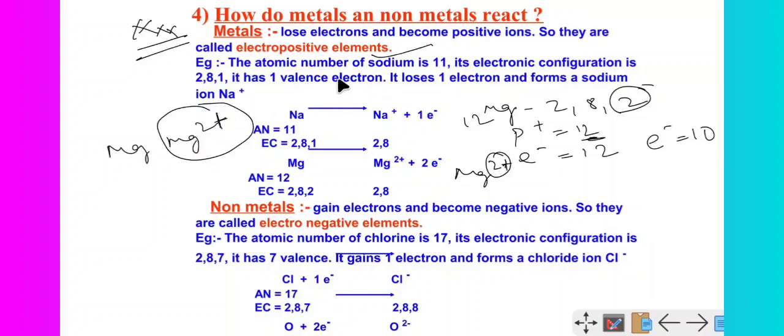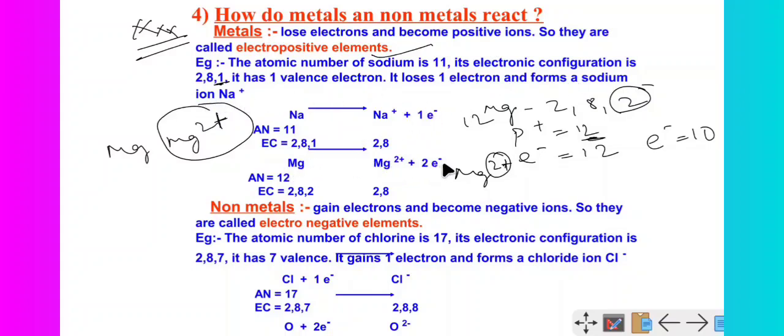Okay, so the atomic number of sodium is 11 and its electron configuration is 2, 8, 1. So let us consider this example, sodium and magnesium. Sodium has 1 valence electron, so it has 1 electron in its valence shell. So it releases 1 electron and forms a sodium ion, that is Na+.